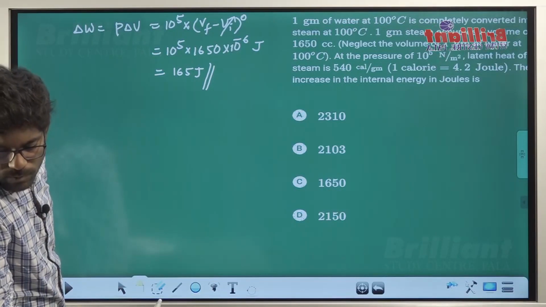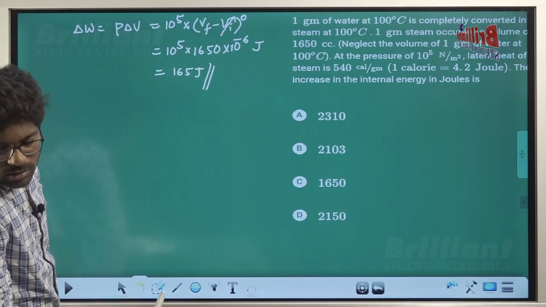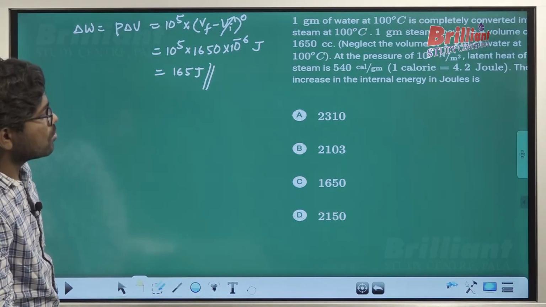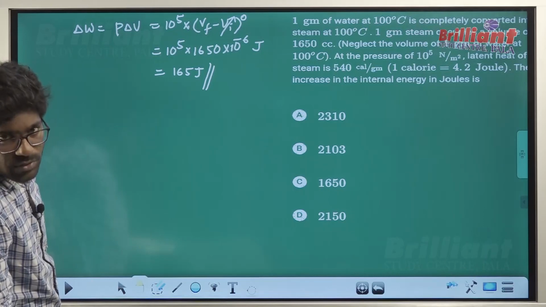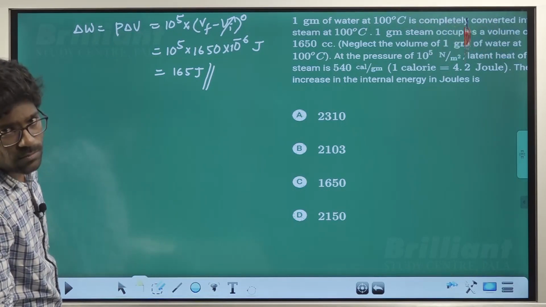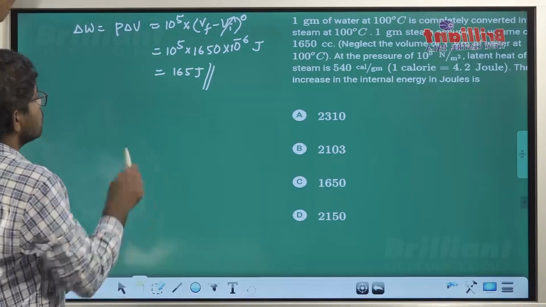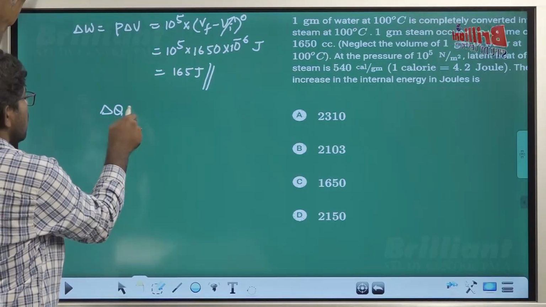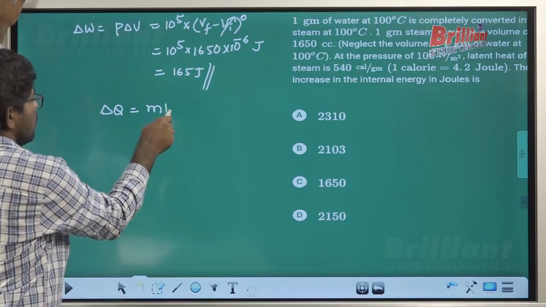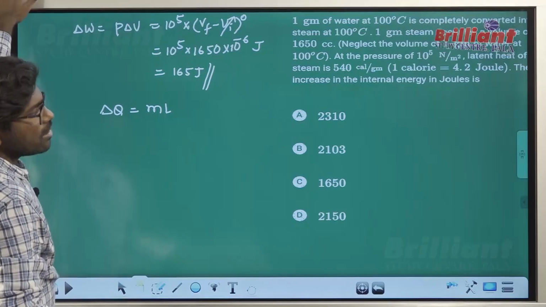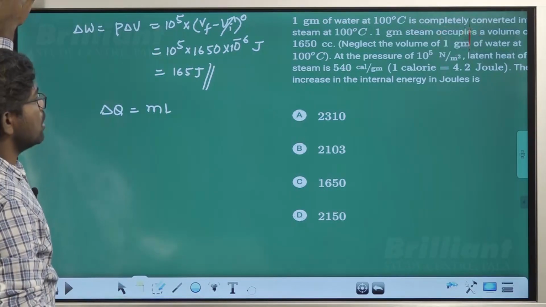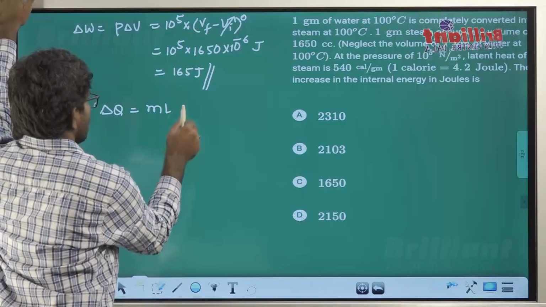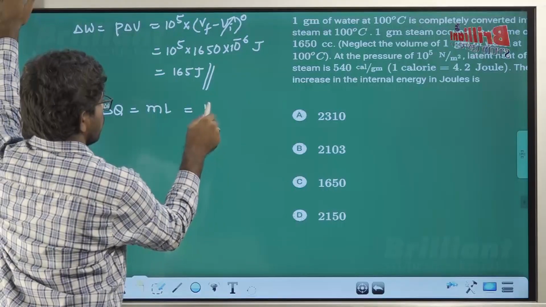Then how to write the heat supplied in this process? You are converting water into steam, so you have to supply heat. How much is the heat supplied here? Heat supplied delta Q equals M into L, latent heat of vaporization, right? What is M here? 1 gram of water, 1 gram.